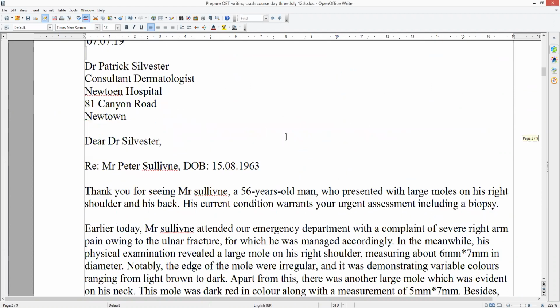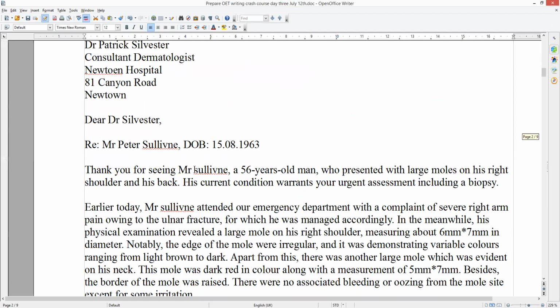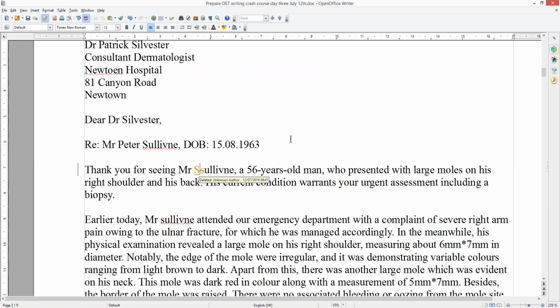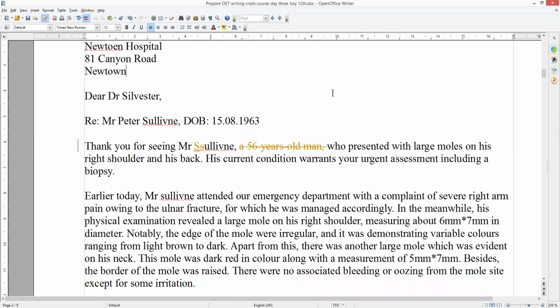Okay, what's this next one? Peter Sullivan. I think you've spelt that wrong, but I haven't got time to change everything. A 56-year-old man. 56-year-old man. Right. What is that? I can count. And Mr. Peter, that sounds like a man to me. So, repetition, we don't need it. Who presented with large moles in his right shoulder and back, whose current condition, right, so instead of having two sentences, a short sentence, presented with large moles in his right shoulder and his back, and whose current condition, you could make it a single sentence. On short urgent assessment, including a biopsy.